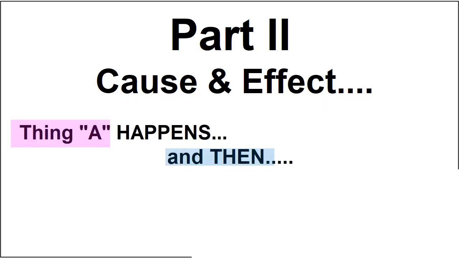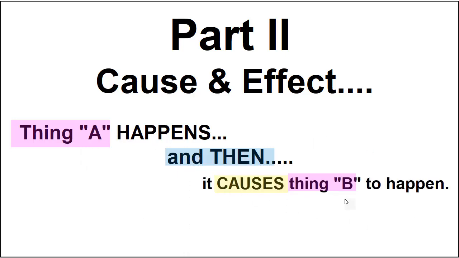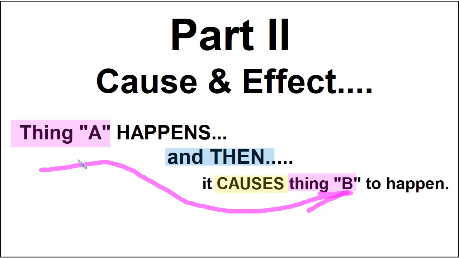What cause and effect means is that when you have something happening, like thing A happens, and then it causes thing B to happen, right? There's a flow to this. Thing B wouldn't have happened without thing A, and it goes in this order. You just don't randomly say thing B happened and thing A happened. You have to say thing A happens, which caused thing B to happen, or you have to say thing B happened because thing A happened. Right? There's a flow to it.